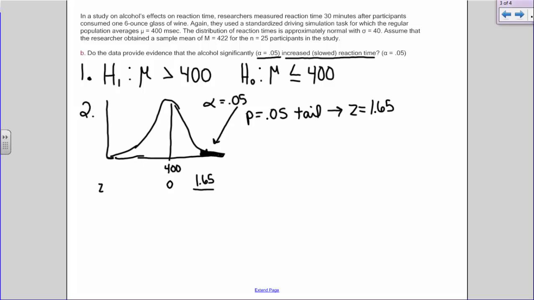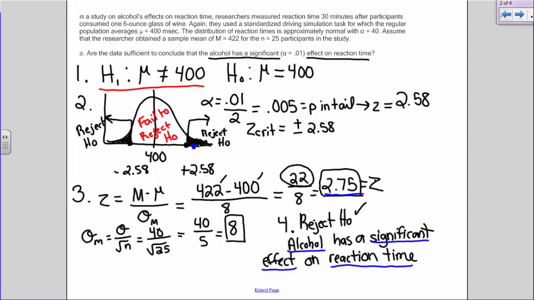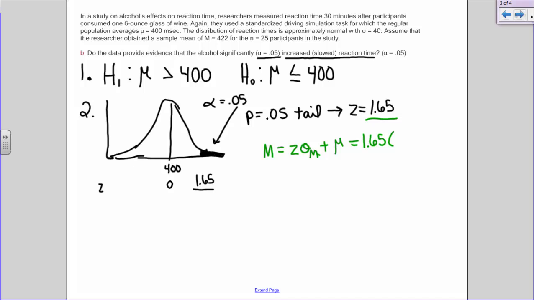So you could calculate your sample mean by taking z times the standard error plus the population mean. So this is the z-score we're working with, so 1.65 times the standard error, which we actually already found over here, right? It's 8. We're still using the same standard deviation for the population and the same sample size, so our standard error will not change. So 8 plus the population mean of 400.